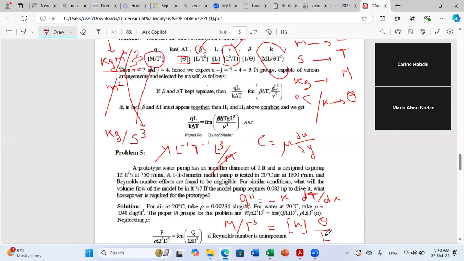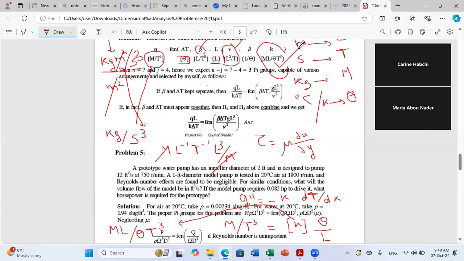Now if you take L to the other side over theta, you can say that the dimension of K is just M times L over theta T cubed. Okay, so this is how we determined the dimension of K.